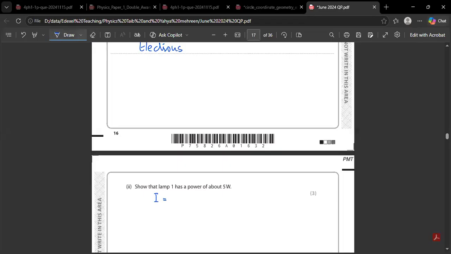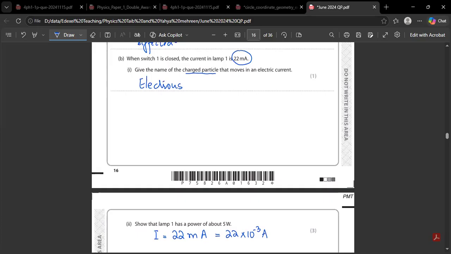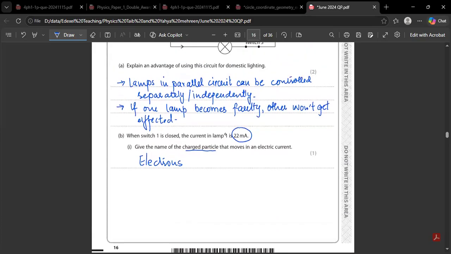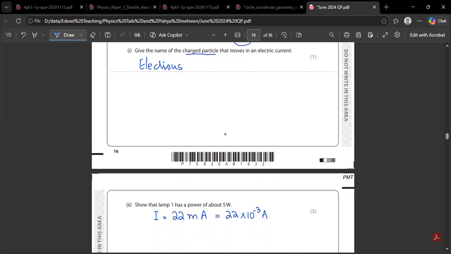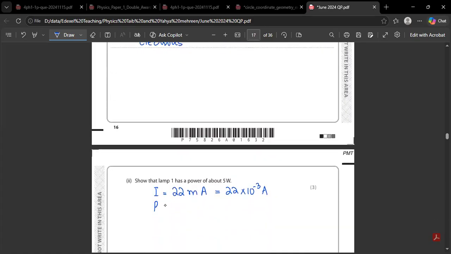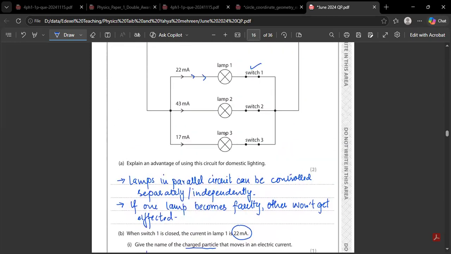So 22 milliampere, which is equal to 22 into 10 to the power minus 3 amps, right? Okay, we have to find out power. We have to show power equals 5 watt. Do we know the voltage?